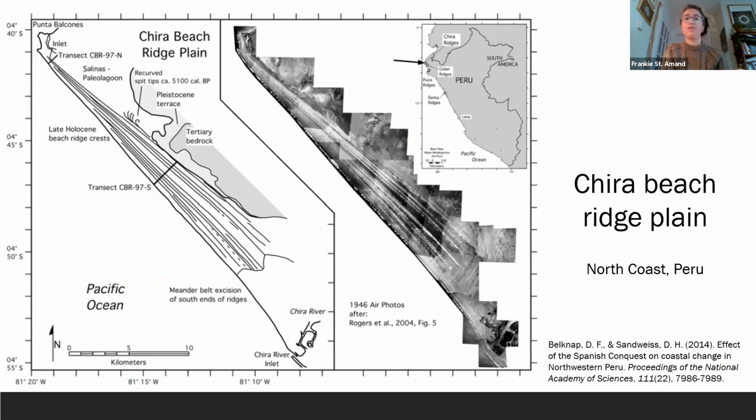This is important for a number of different reasons. On the North Coast, there are a number of beach ridge plains that are time transgressive. They formed over many thousands of years. And here are the Chira Beach Ridge Plains. It's a 31-kilometer long set of 9 beach ridges, and like I said, these span several thousand years, dating from the mid-Holocene.